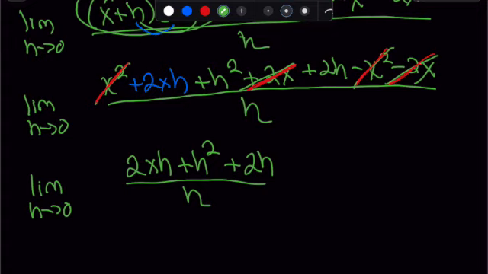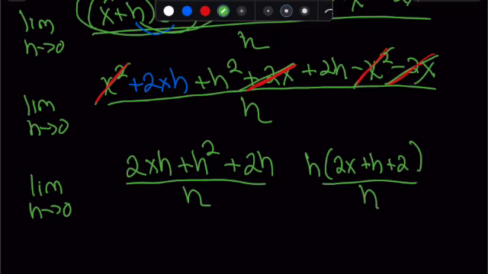So that's a good thing now, because the whole point of doing this is we cannot plug in 0 in the denominator and make things indeterminate. So now we can factor an h out of the numerator and cancel the h's out of the numerator and denominator. Since the top all have h's in it, if we factor it out, we'll have a 2x left plus h plus 2, all over h. And h over h is just 1. Well, 1 times itself is itself, so we really don't need it. Let's just get rid of it.